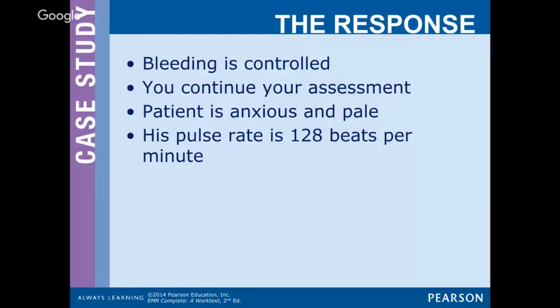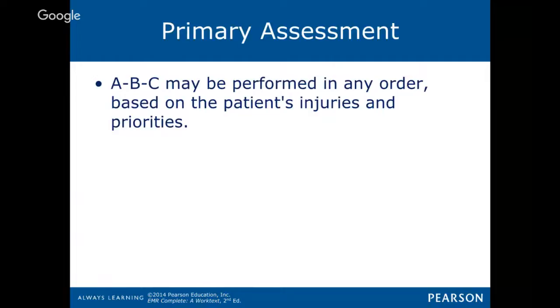All right. I remember it in that cool class. Yeah, I remember that when they was over here. So primary assessment, ABC may be performed in any order based on the patient's injuries and priorities. So circulation may come first, right? He's talking to us. But what do we do if he's talking to us? You start asking questions. Well, we already saw that A and B are intact right now.